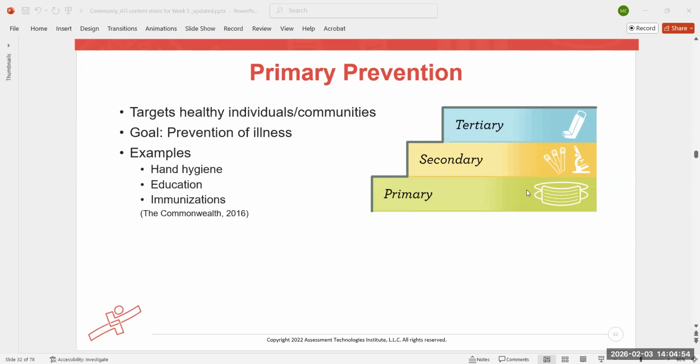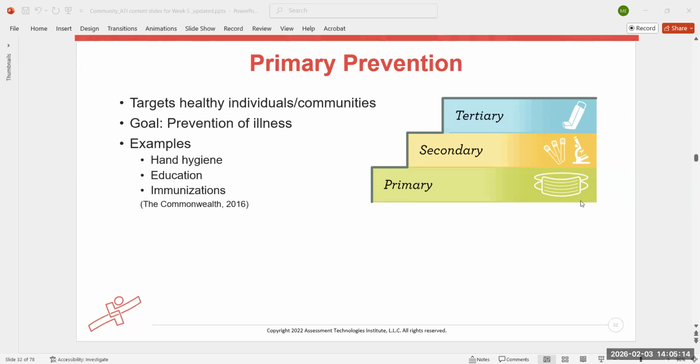A lot of this starts with education, immunizations, hand hygiene. Can you also advocate for access to healthcare for the patients? Can you advocate for a healthy environment for patients? Those would be examples of primary prevention.